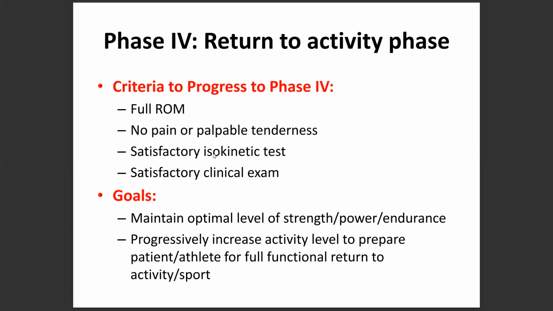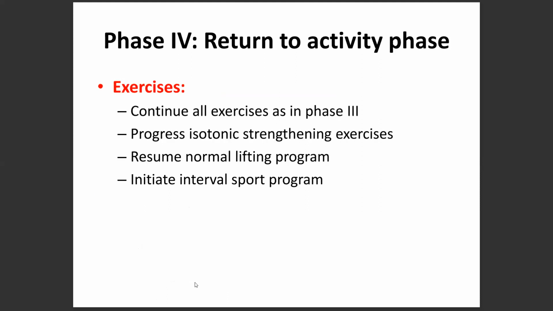The criteria for progression from phase 3 to phase 4 are complete range of motion, no pain or palpable tenderness, a satisfactory isokinetic result, and a satisfactory clinical examination. So what will be the goal? The goal is to maintain an optimal level of strength, power, and endurance. Optimal level means the strength, power, and endurance required for the sport in which he will participate. Progressively increase the activity level to prepare the patient athlete for full functional return to the sport.